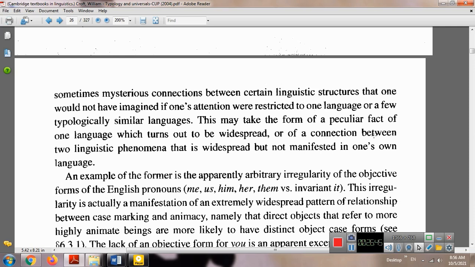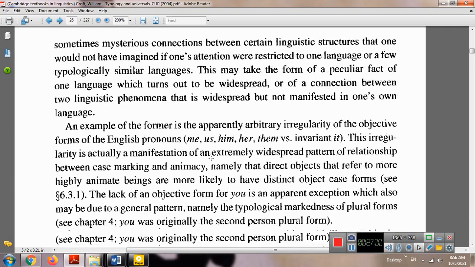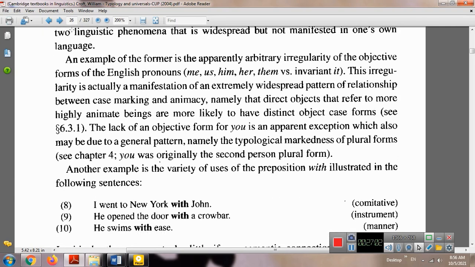This may take the form of a peculiar fact of one language which turns out to be widespread, or of a connection between two linguistic phenomena that is widespread but not manifested in one's own language. An example of the former is the apparently arbitrary irregularity of the objective forms of the English pronouns me, us, him, her, them versus invariant it.